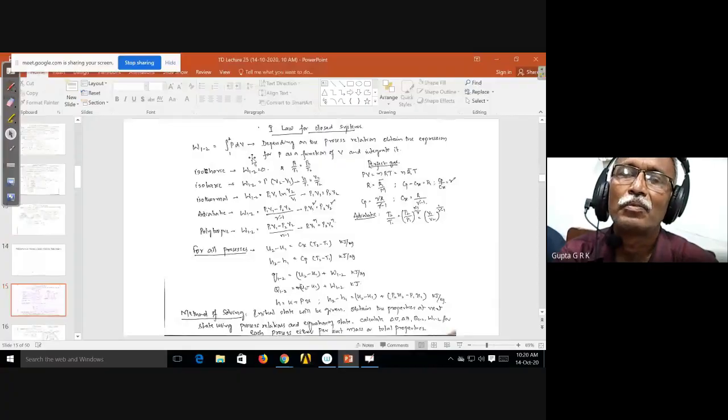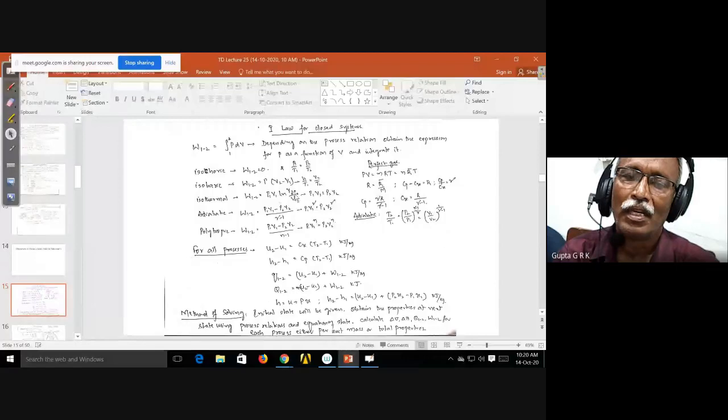First law for a closed system: we know that W12 is equal to integral PdV. Depending on the process relation, obtain the expression for P as a function of V and integrate it. So integral PdV can be integrated only if P is expressed in terms of V. That is the way we have found it out. Isochoric it is 0, isobaric is this, then isothermal, adiabatic, polytropic, and this is a process relation, right?